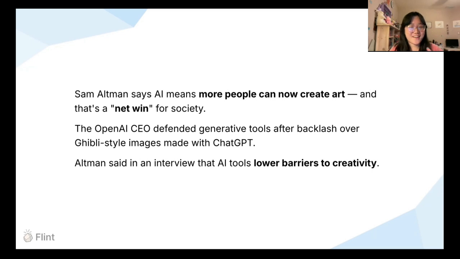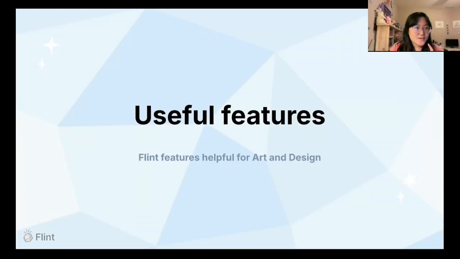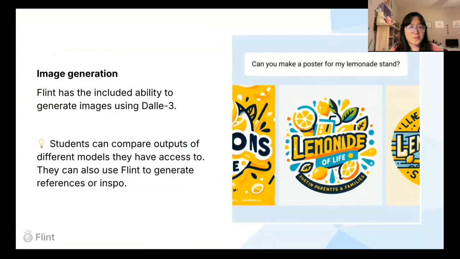But yeah, so just really quickly going to touch on some features in Flint, especially if you're just getting started, you might not have seen all of the wide variety of things you can do with Flint yet. So firstly, we do have image generation. Currently, we use DALL-E 3, which is a model by OpenAI. And yeah, it's free to use for students in the platform.